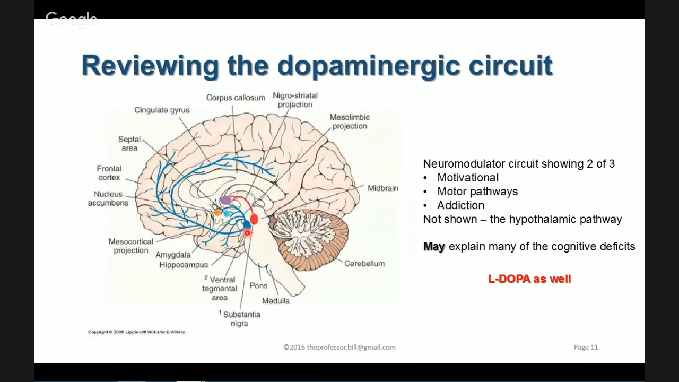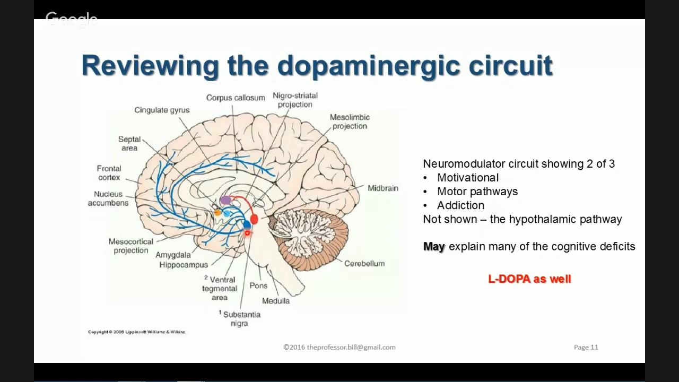So again, I know some of you have had this multiple times. I'm not going to ask you to memorize the entire dopaminergic circuit, but understanding what dopamine does in the normal brain helps us to understand why some of those symptoms might occur. So dopamine itself is a neuromodulator. It's not a true neurotransmitter. And in this particular diagram, we're not looking at the motor pathways that run from the substantia nigra, but I'm trying to highlight here the motivational pathways as well as the addiction pathways.